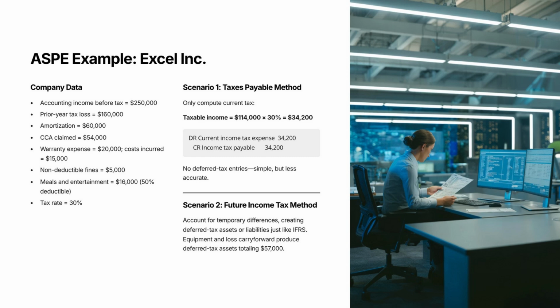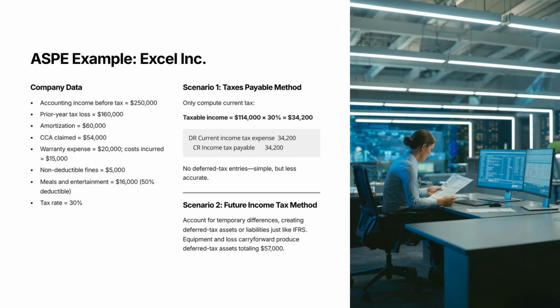Here's the information we're working with. Accounting income before tax is $250,000. They have a prior year tax loss of $160,000. Amortization expense recorded in accounting is $60,000, but for tax, they claimed CCA of $54,000. There's a warranty expense of $20,000, but only $15,000 of actual costs have been paid so far. They also have $5,000 in non-deductible fines. Meals and entertainment total $16,000, but remember, only 50% of that is deductible, and the tax rate is 30%.